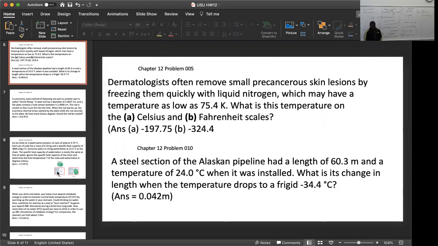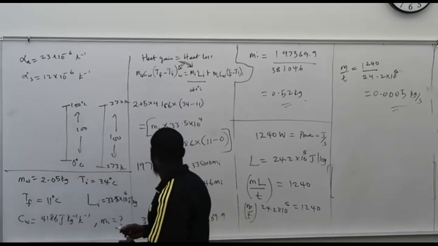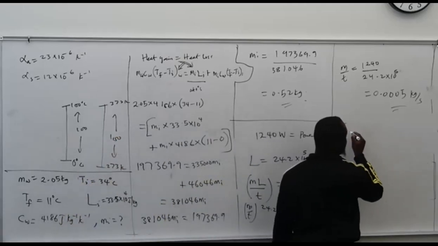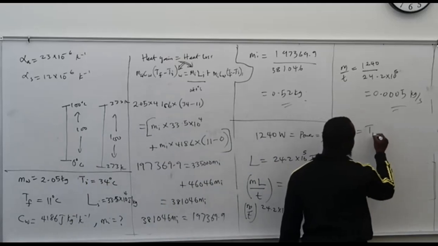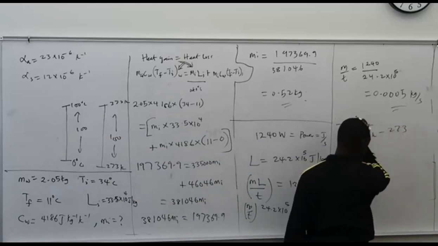It says, chapter 12, problem 05. Dermatologists often remove small precancerous skin lesions by freezing them quickly with liquid nitrogen, which may have a temperature as low as that. What is the temperature in Celsius? So they want you to convert 75.4 Kelvin to Celsius and then Fahrenheit. So when you're converting to Celsius, T in Celsius equals T in Kelvin minus 273, that's how you do it.